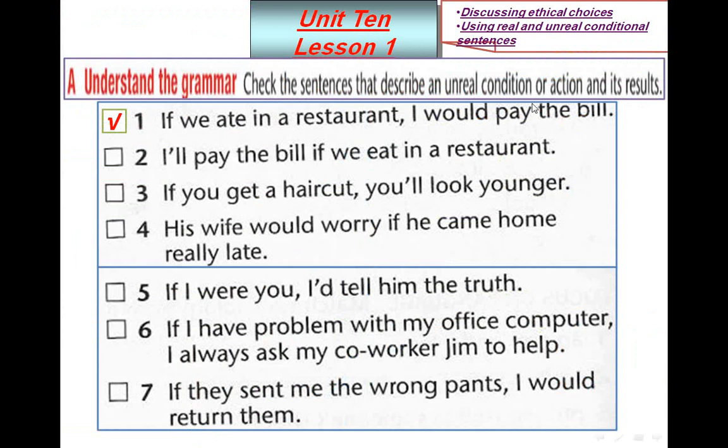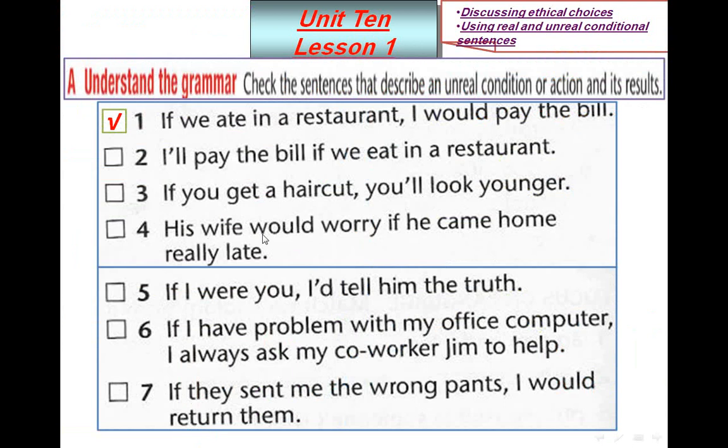What about number 2? I'll pay the bill if we eat in a restaurant. That's real or unreal? Very good, that's real. Here, if clause, simple present, result will plus the base form of verb, don't check it. Number 3, if you get a haircut, you will look younger. Very good, that's also real. Here we have if, get, present simple, you will look, will plus the base form of verb.